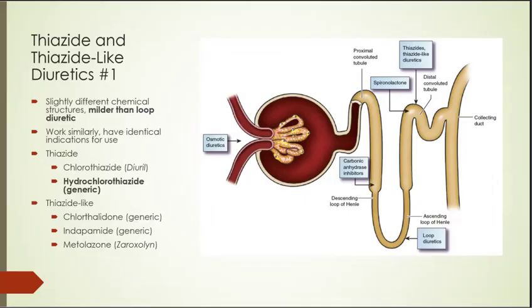They're well absorbed from the GI tract. They are metabolized in the liver and excreted in the urine. They cross the placenta and enter human milk.